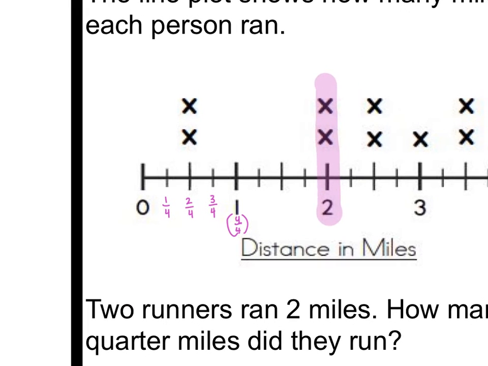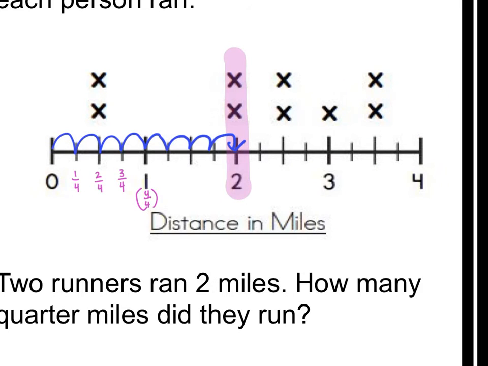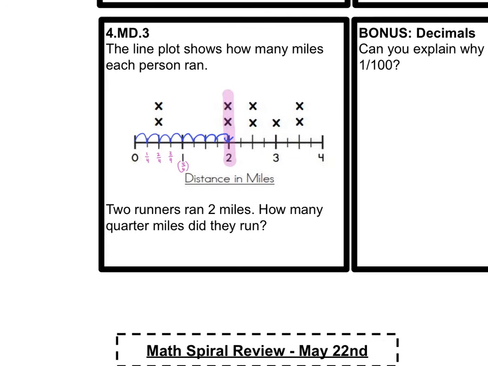There's a couple things I could do. I could just figure out how many quarter miles are in 1 and then double that, or I could just go ahead and hop over like this. 1, 2, 3, 4, 5, 6, 7, 8. So there are 8 quarter miles. How many quarter miles did they run? They ran 8 quarter miles. Sorry about the sloppy writing.